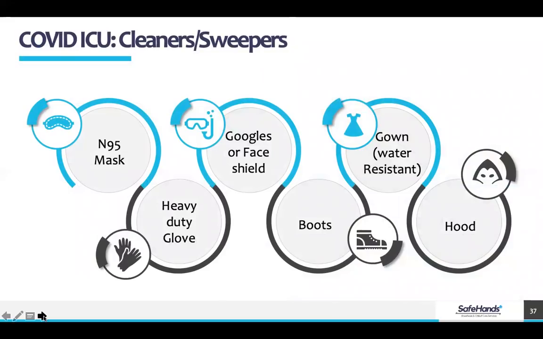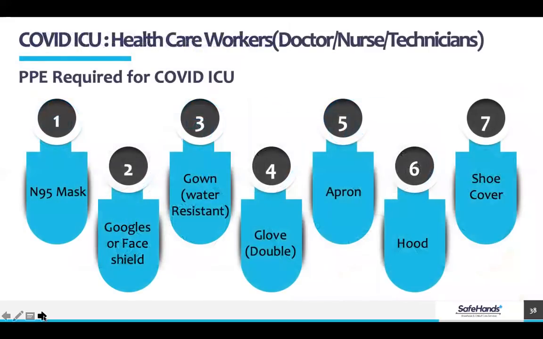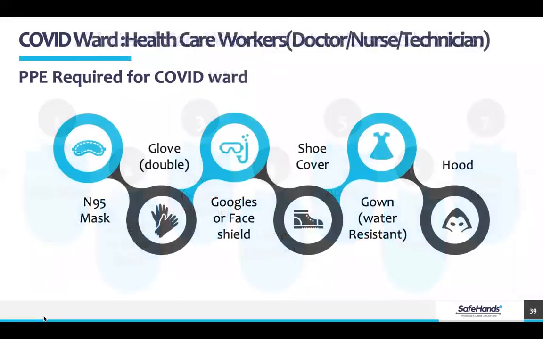COVID ICU cleaning, cleaners or sweepers: they require N95 mask, goggles and face shield, heavy duty gloves, gumboots, water resistant gown, hood. PPE required for COVID ICU: N95 mask, goggles, gowns, gloves, apron, hood, and shoe cover. PPE required for COVID ward: N95 mask, gloves, goggles, face shield, shoe cover, water resistant gown, and a hood.